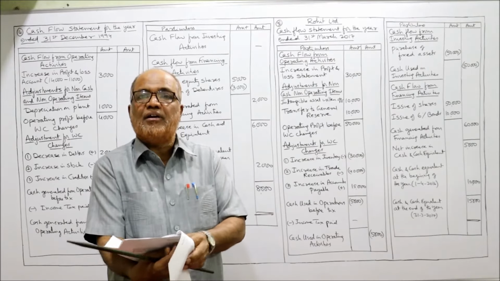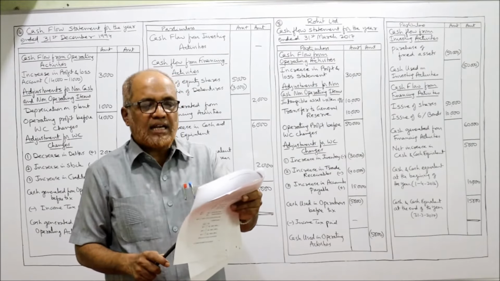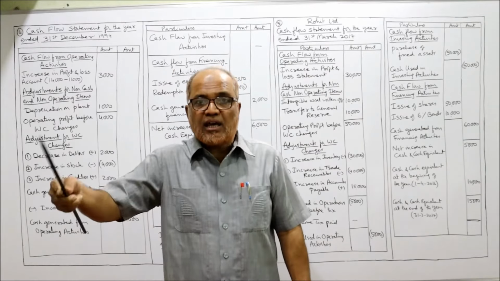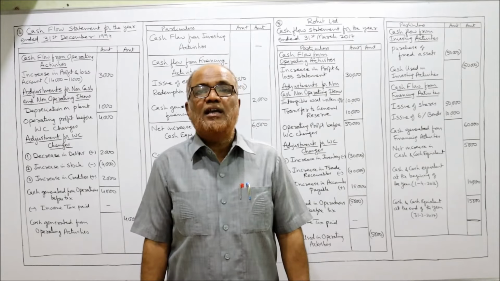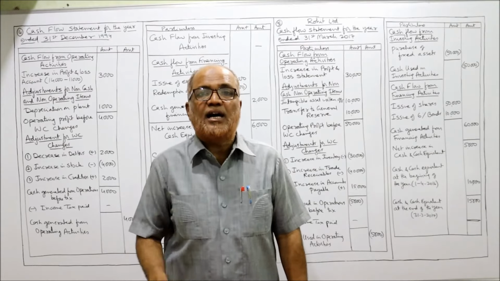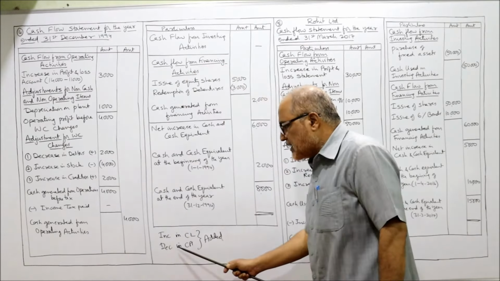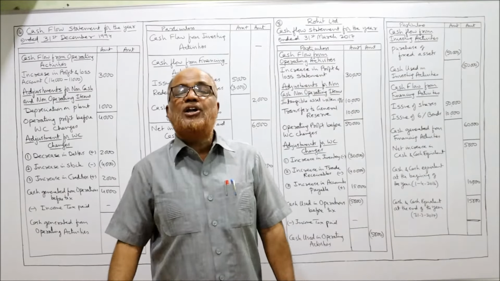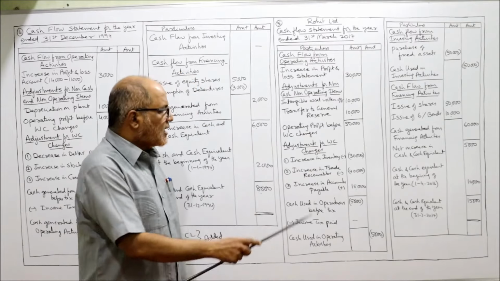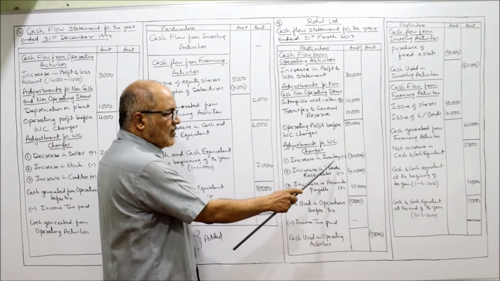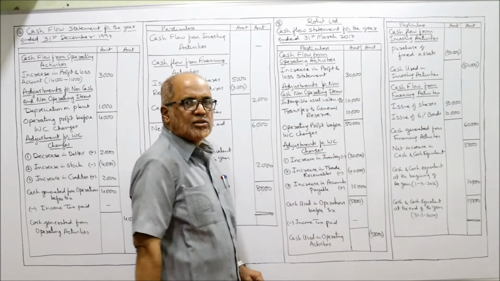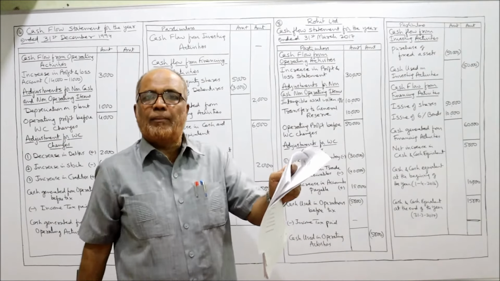Current assets, inventory. Inventory is a current asset. Last year 50,000, current year 80,000. Increase in current asset should be deducted, because a decrease in current asset is added. So increase in inventory, the difference is 30,000, so minus 30,000.